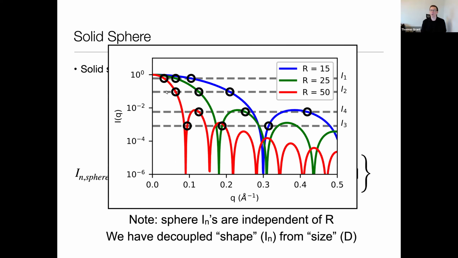And what that means is that if we were to actually have spheres of different sizes and look at their scattering profiles, say we've got a radius of 15, a sphere with a radius of 25, and a sphere with a radius of 50, we can see what these scattering profiles are.